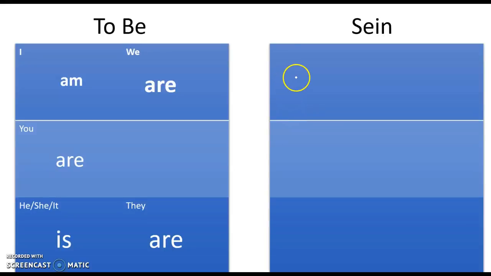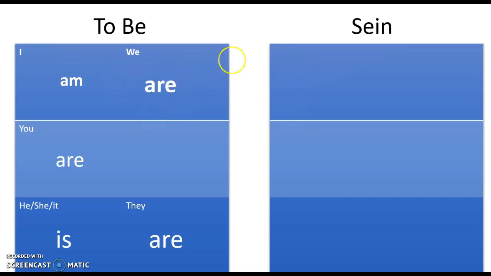Okay, so we're going to talk about the conjugation for the German verb sein. And the German verb sein is definitely a necessary one if you are learning German because it translates into the English verb to be. And just like to be in English, sein is an irregular verb.